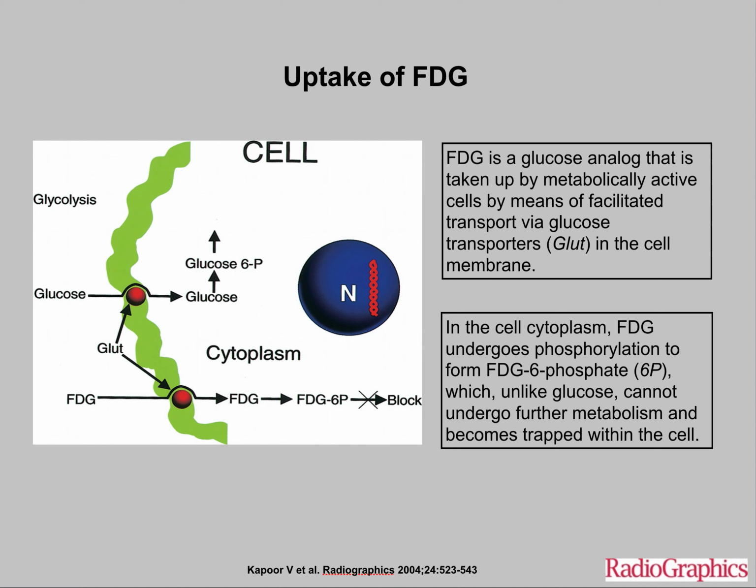Some tissues, however, are really, really smart, for example, kidneys, and they can tell the difference between glucose and FDG, and that's why FDG is excreted into the urine. So many renal tumors are smart enough again, and they can tell the difference between FDG and glucose, so they will not take it up.